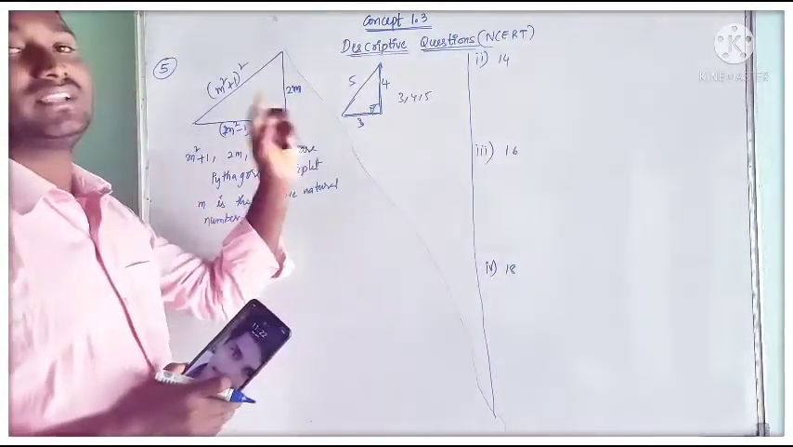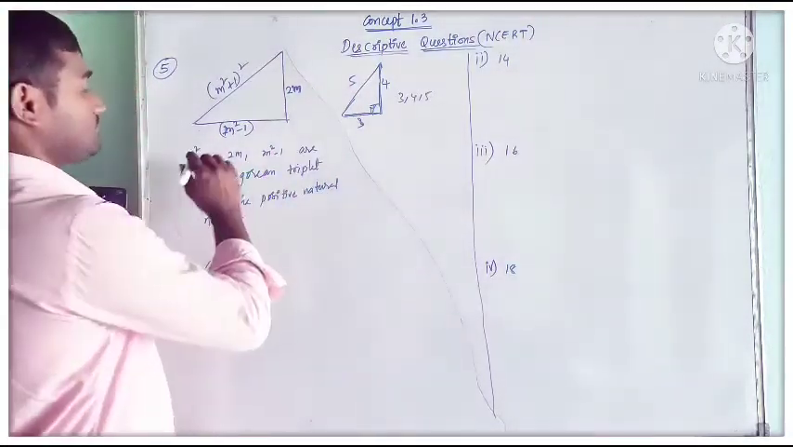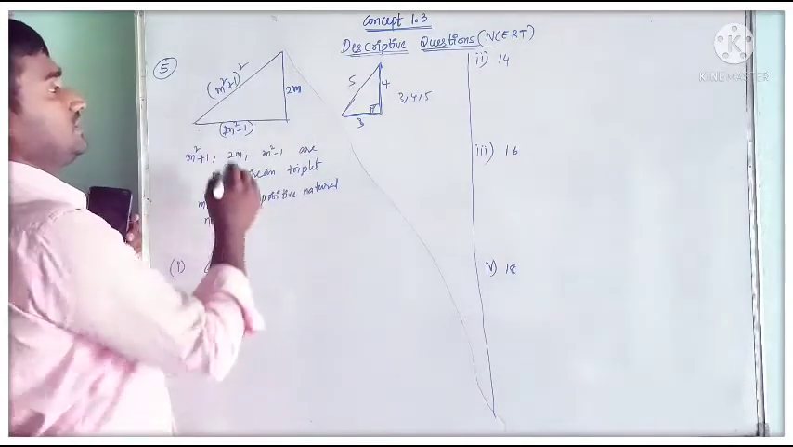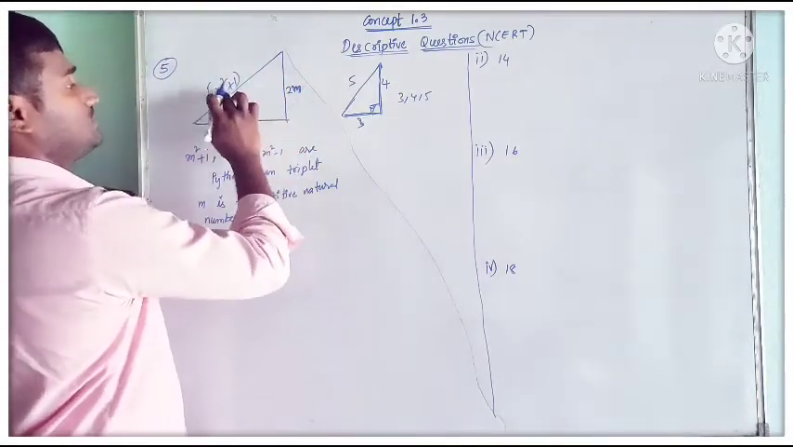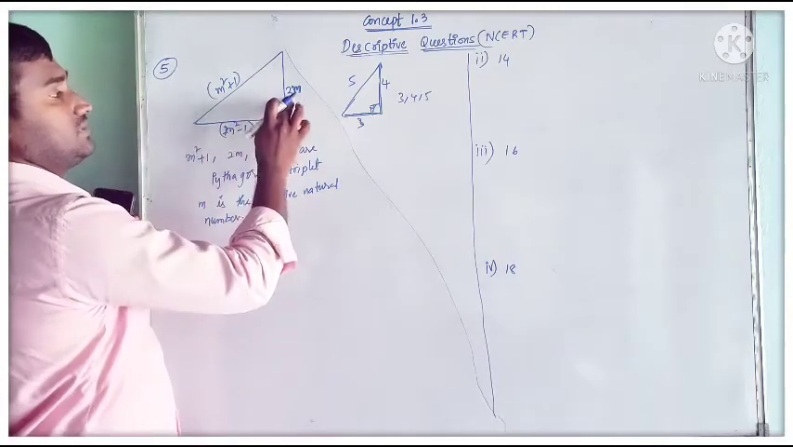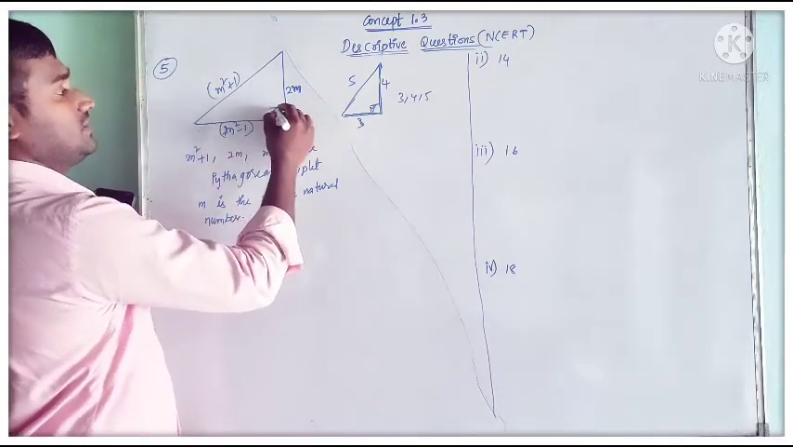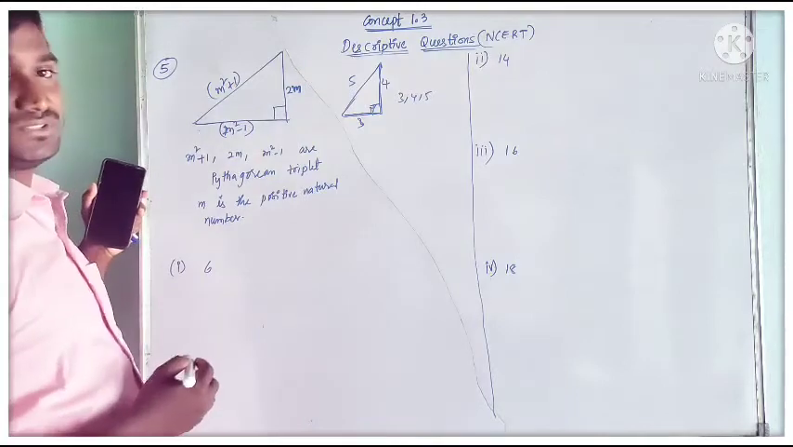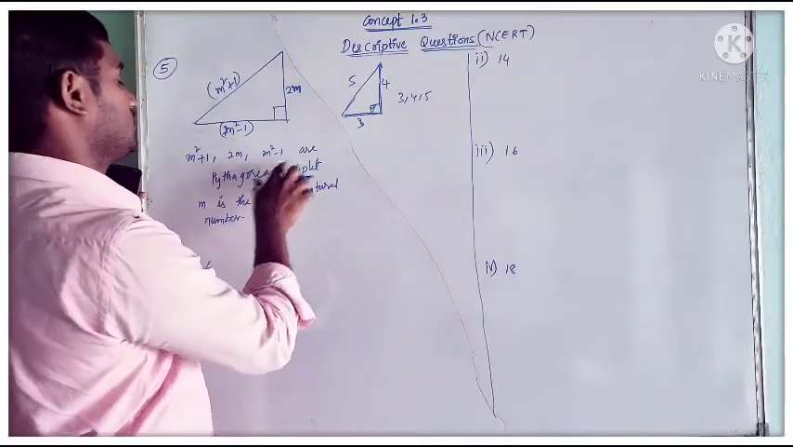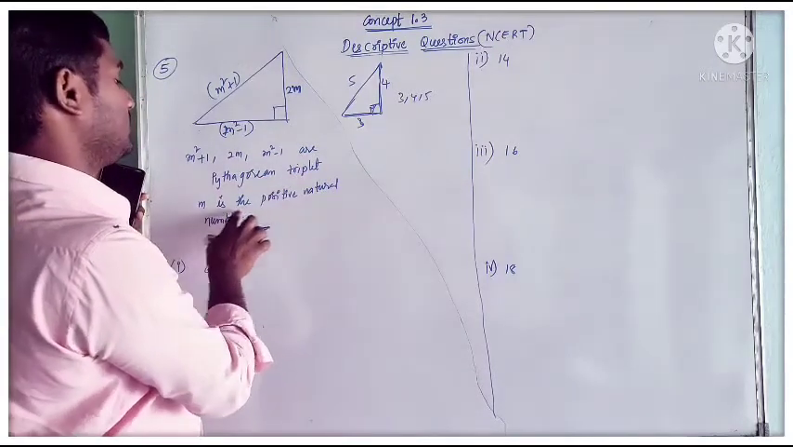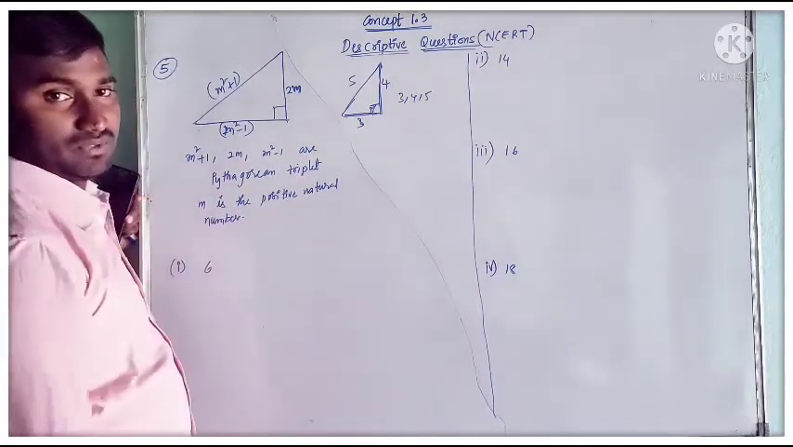Okay, right angle triangles, sides. Here we have the formula for that. M square plus 1, M square minus 1 and 2M. So these three are the Pythagorean triplet, where 2M, M square plus 1, M square minus 1 are a Pythagorean triplet, where M is a positive natural number.